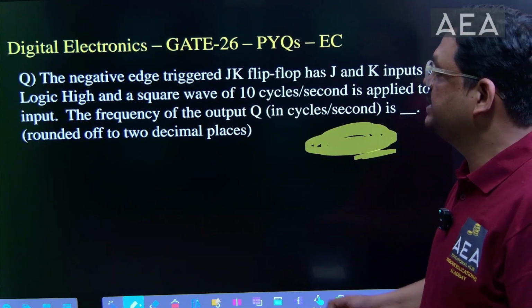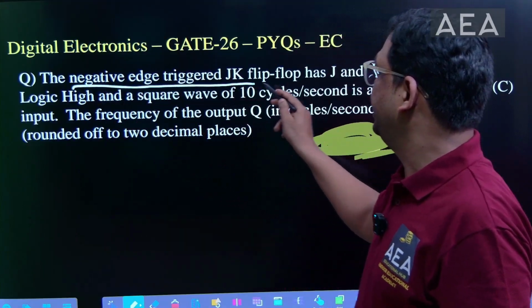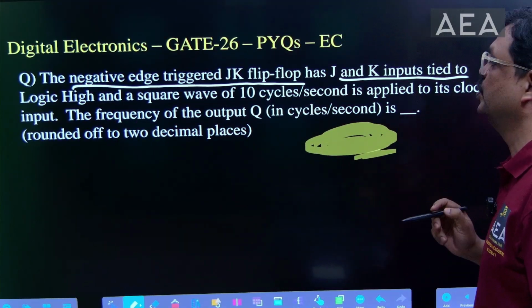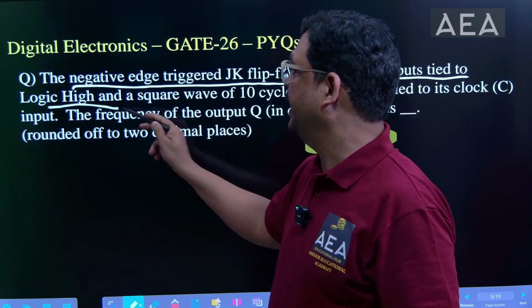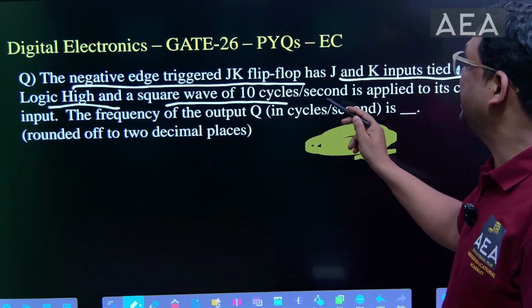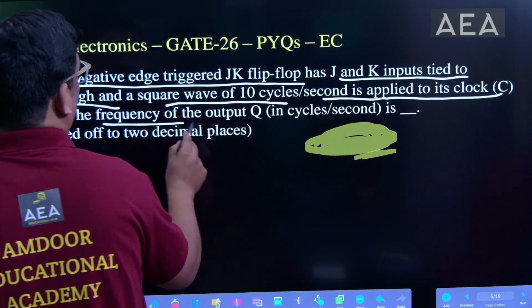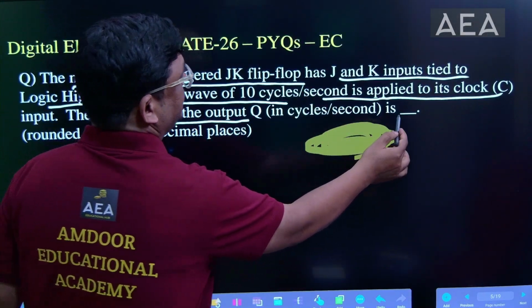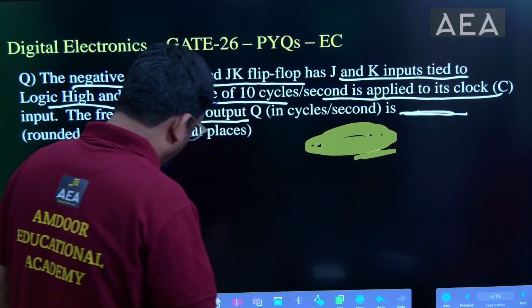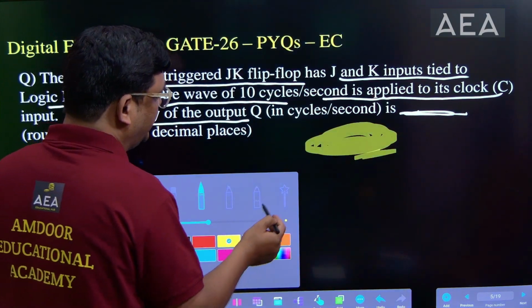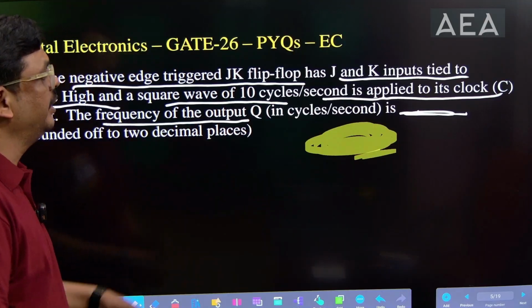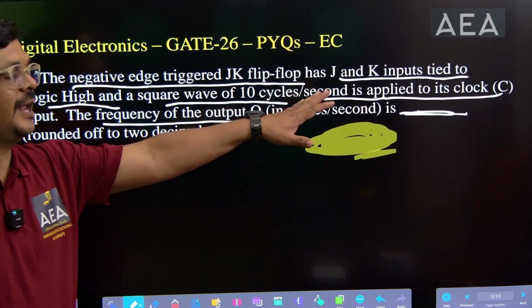Another question from this concept: a negative edge triggered JK flip-flop has JK inputs tied to logic high and a square wave of 10 cycles per second is applied to its clock input. The frequency of the output Q is asked. It comes under a numerical answer question. You have to write the complete answer in numerical form here. There are no options, so enter the correct value.